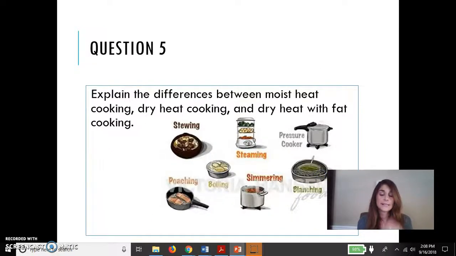So in the next video, we are going to look at the differences between moist heat cooking, dry heat cooking, and dry heat with fat cooking.